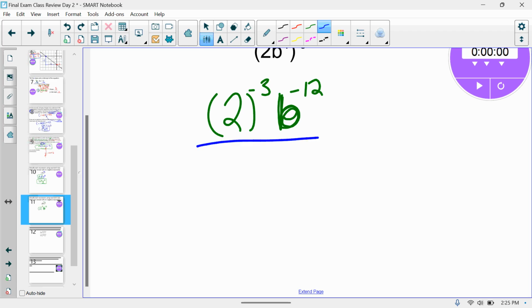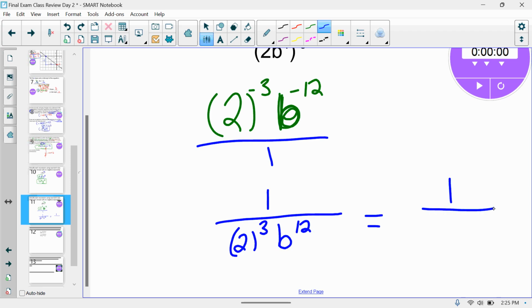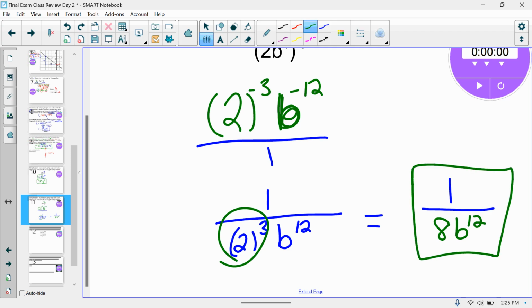So let's first of all make this look like a fraction, because then remember what we do? We flip it so we can make it 2 to the positive 3rd and b to the positive 12th. And then we can punch it in our calculator. Now that it's 2 to the positive 3rd, that's just 8. And then b to the 12th. So this fraction is our answer.